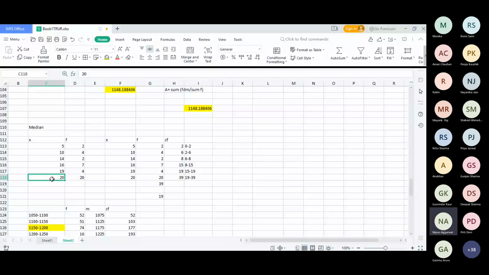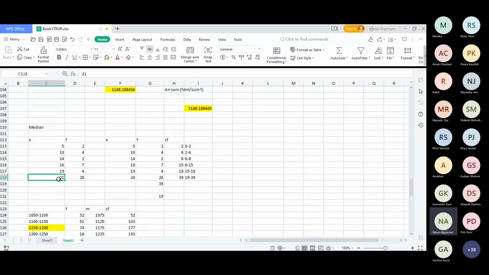Fine. Suppose this value is 21. The maximum frequency of this data is 20, so that means 21 is the mode. It is the value which is repeating the maximum number of times. So the mode becomes 21.